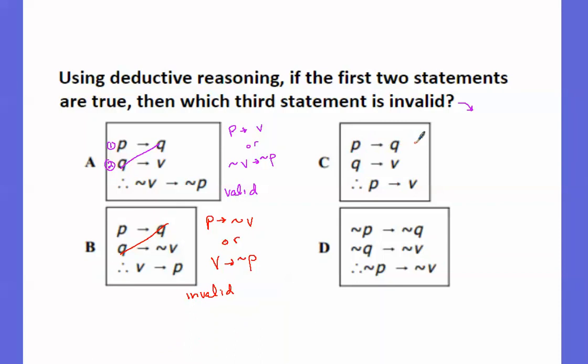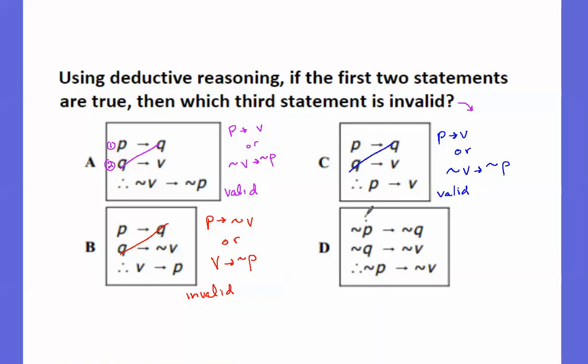Here I would have P leads to Q, and then Q leads to V. I can eliminate this middle letter and create my own conditional statement from this. P leads to V. The contrapositive, which is also true, would be the opposite of V leading to the opposite of P. Here is my conclusion. P leads to V. That matches my original. This is valid.